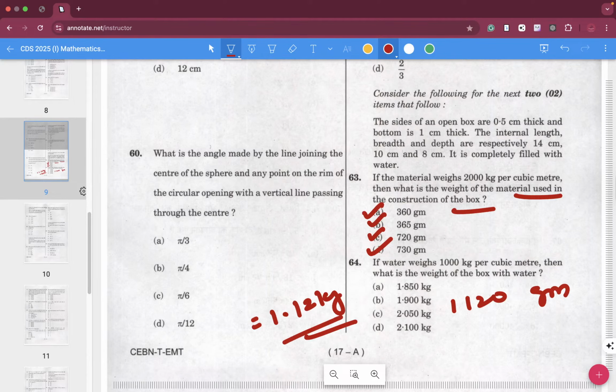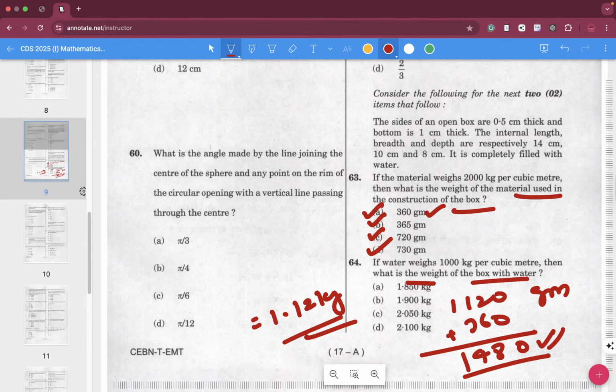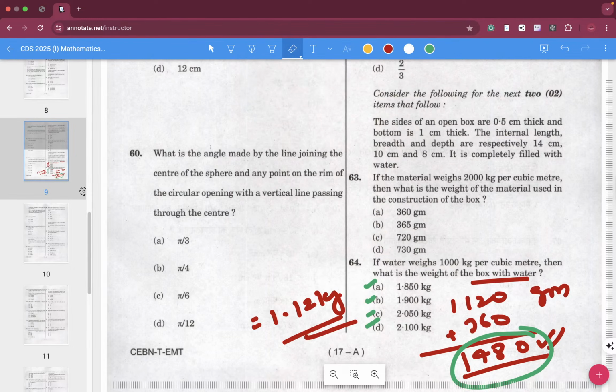Then what is the weight of the box with water, it is asking, right? So if we add each of these values, this particular value was supposed to be one of the four values here, A, B, C, D, yes or no?